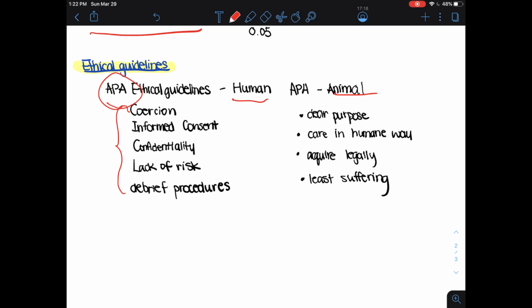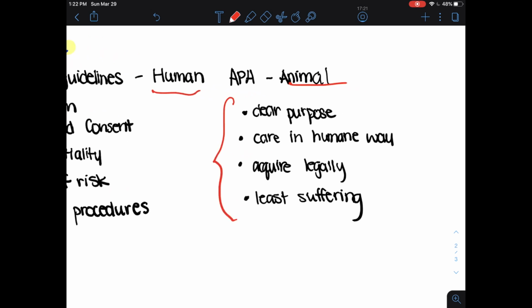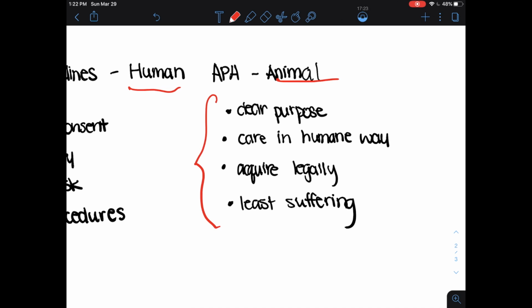For animals, you have fewer restrictions, but you still need to follow them in order to get approved. Firstly, you need to have a clear purpose. You can't just buy animals for no clear scientific purpose. You need to have a proposal that outlines your experiment and what you're going to do with these animals. They need to be cared for in a humane way, so outside of the experiment, you need to give them food, water, and whatever keeps them alive and comfortable. They need to be acquired legally, so you cannot buy these animals from a black market.